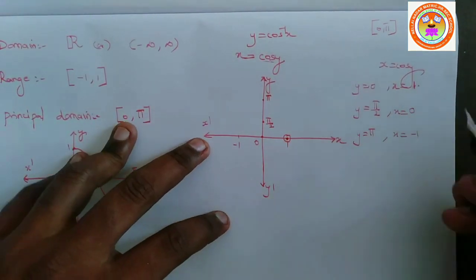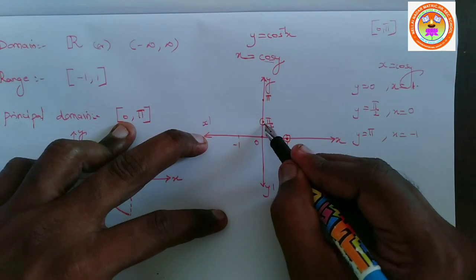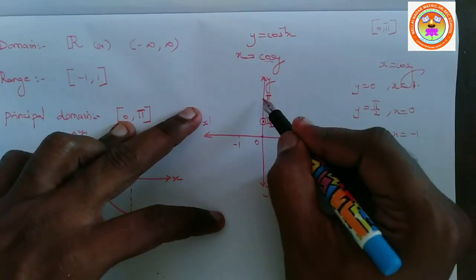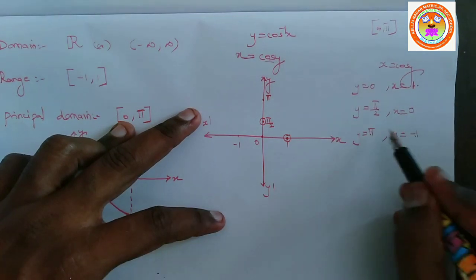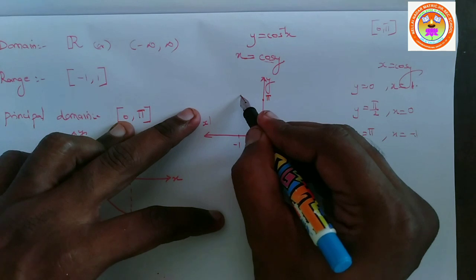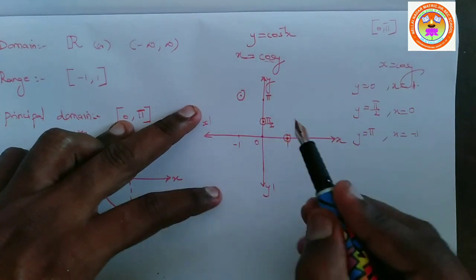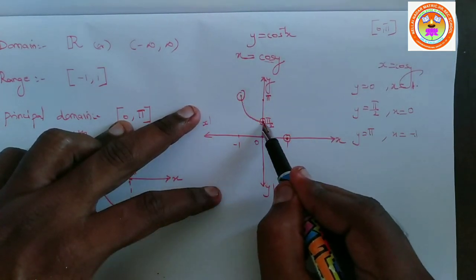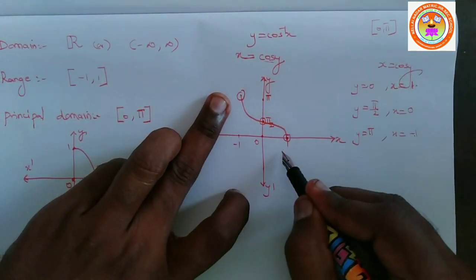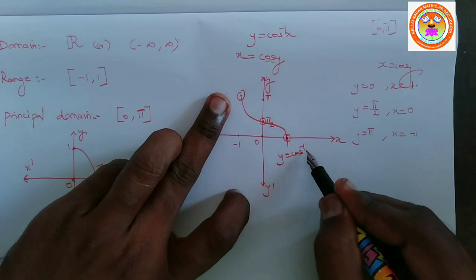Second point, 0 comma pi by 2. Then the third point, minus 1 comma pi. This is minus 1, this is pi: minus 1 comma pi. How can I draw the diagram? You can start here and end here. That's all. This is the y is equal to cos inverse of x curve.